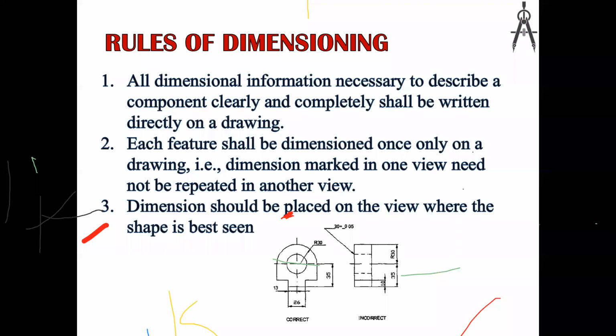Okay, here you can find the rules of dimensioning. All dimensional information necessary to describe a component clearly and completely shall be written directly on the drawing. So whatever information is necessary to describe the component, clearly and completely. Each feature can be dimensioned once only on a drawing. Dimensions marked in one view need not be repeated in another view.